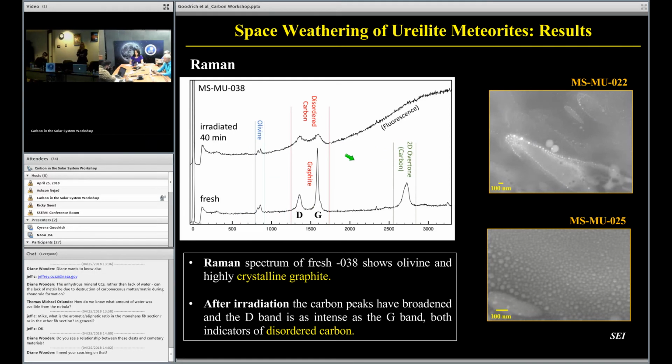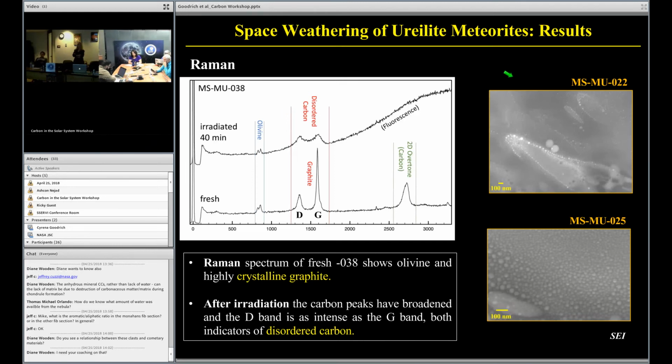And we also used Raman spectroscopy to look at what was happening to the graphite in the laser irradiation. The fresh spectrum of sample 38, which had the most highly crystalline graphite in the beginning, shows clearly the D and G bands of highly crystalline graphite. After irradiation, both carbon peaks broadened, the D band became as intense as the G band, and both of these are indicators of disordering of the carbon. I should point out that this was done by Mark Fries.